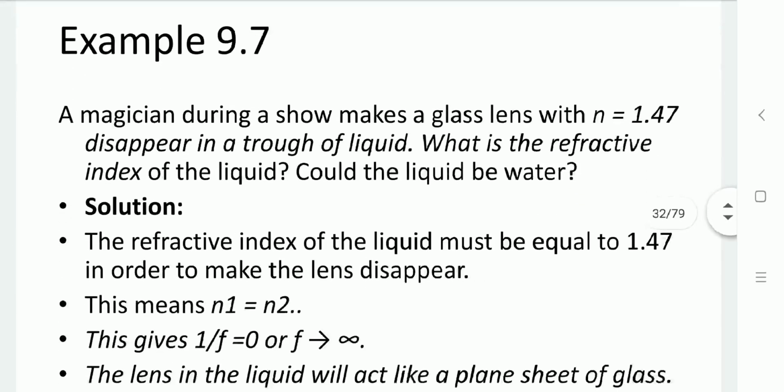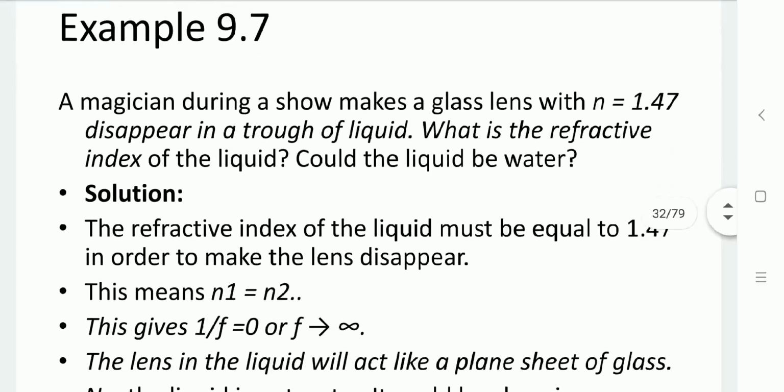Now let us go through an example. A musician during a show makes a glass lens with n equal to 1.47 disappear in a trough of liquid. What is the refractive index of the liquid? Could the liquid be water? Here the refractive index of the liquid is 1.47.